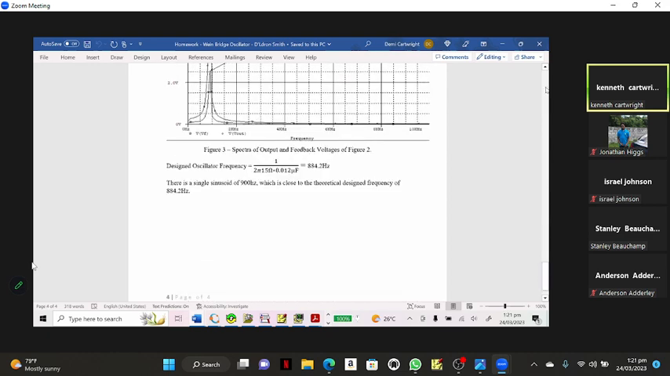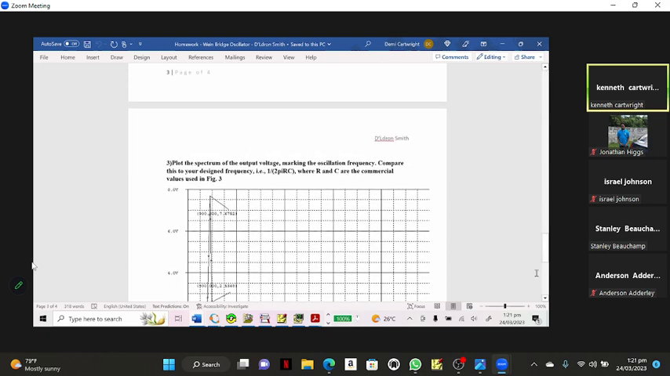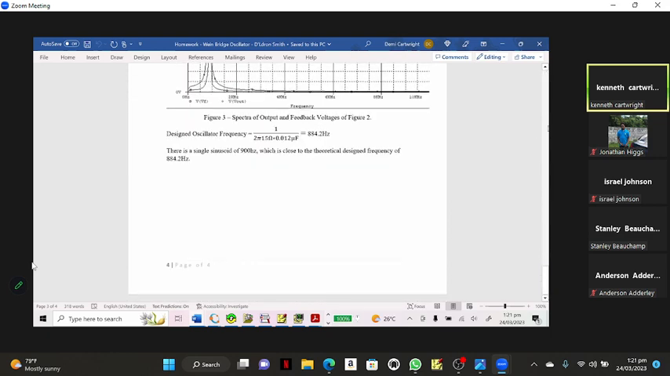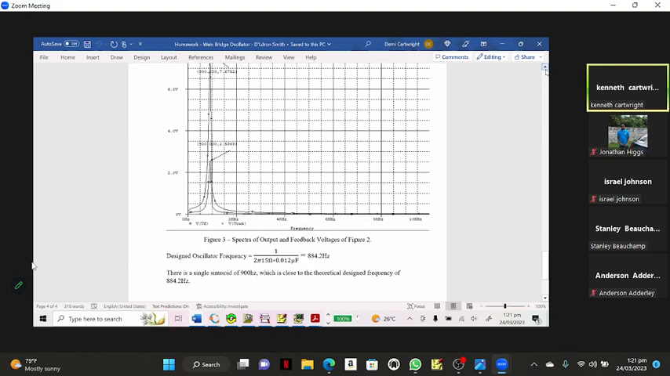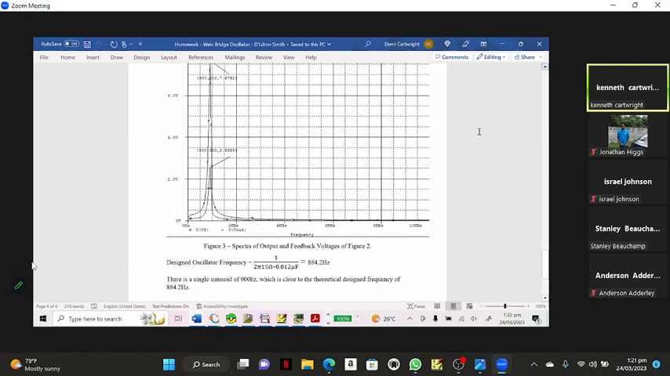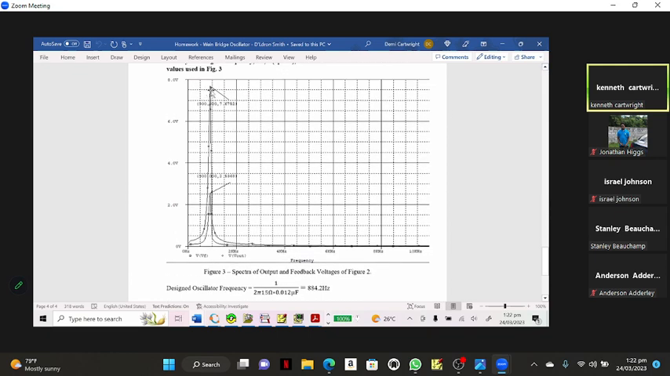And also, I want you to give me the spectrum, as you see here. You get that by using the FFT button. See, his design value was 884. That was his design. And his actual is 900. It's measured as 900, because that's where you have the peak. You have the peak right up here.